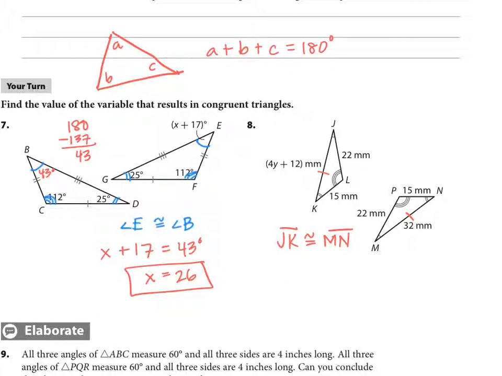So if those two have to be congruent to each other, since we're assuming the triangles are congruent, then the measures are equal, and that allows us to set up our equation. 4y plus 12 equals 32. If I subtract 12 on both sides, we get 20, and then divide by 4 gives us y equals 5.